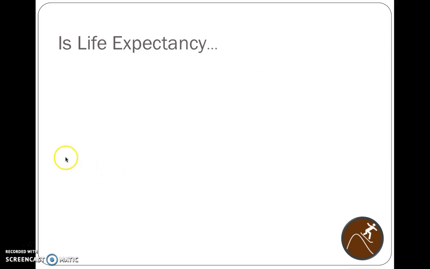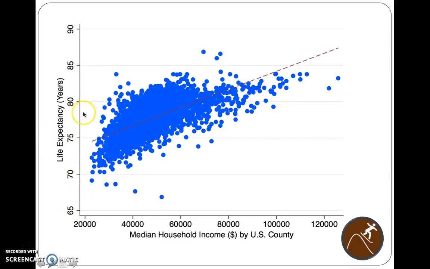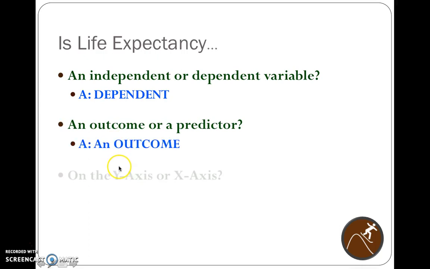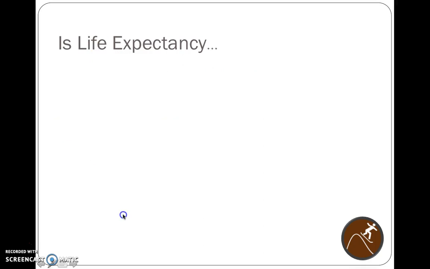And then the axes. If you've not had much experience or forgot from geometry or basic math, this axis here is the y-axis, and this axis on the bottom here is the x-axis. So variables down here are our predictors; variables here are our outcomes, our dependent variables, our y variables. So on the y-axis or x-axis, which one is life expectancy on? Life expectancy is on the y-axis. So that should be easy enough.